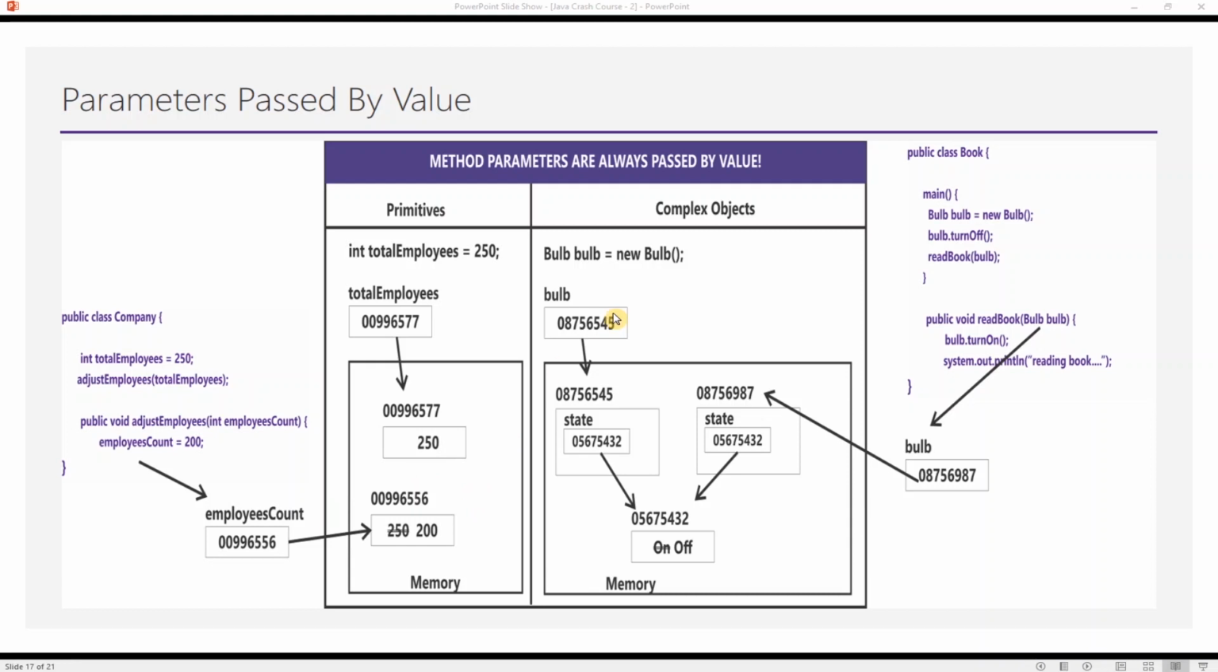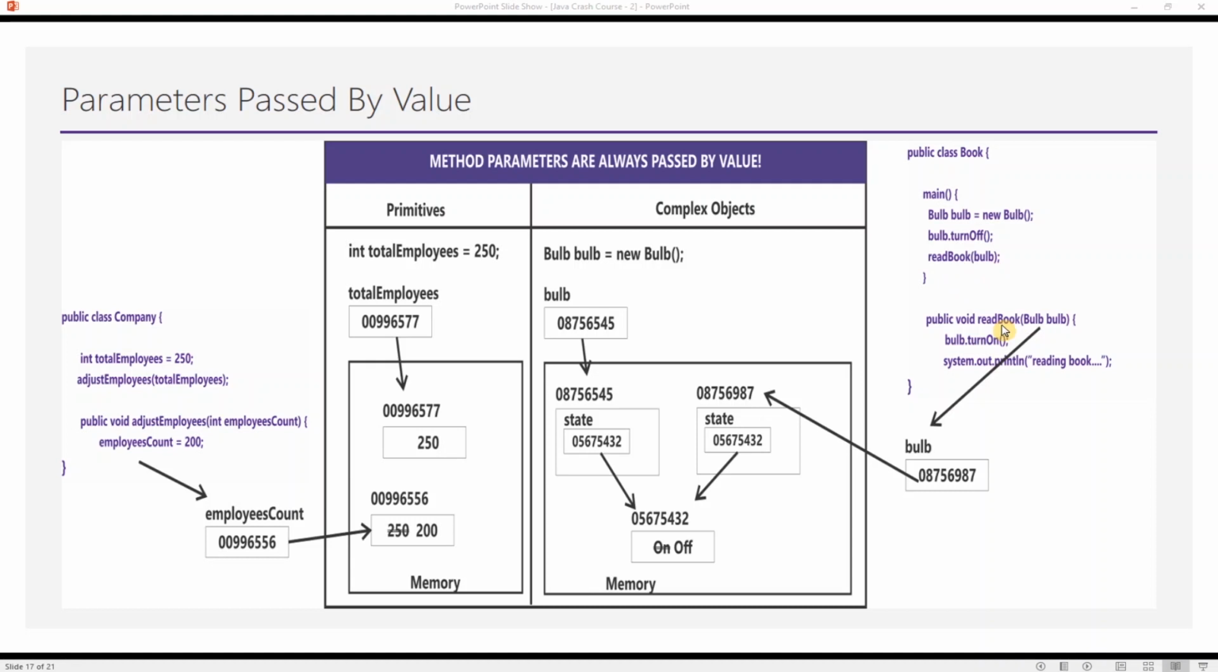Now, understanding this concept for complex objects is a bit tricky. Here you can see that we have a method readBook that requires the use of parameter bulb for its execution. Inside the method block, we turn on the bulb by making a call to the turnOn method of the bulb object, supposedly because reading a book on a dark night requires the bulb to be switched on. This method is called from within the main method that creates a new bulb instance, turns it off by explicitly calling the turnOff method, and then passes that object on to the readBook method.